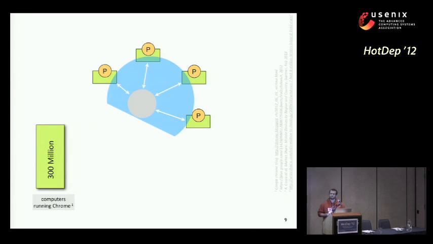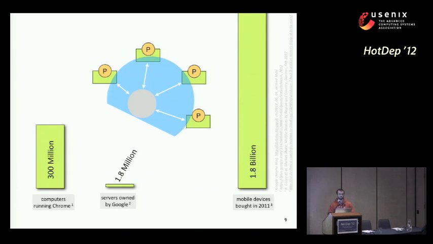CORD is based on the observation that computer users today have overwhelmingly more hardware than any software company has. Just think about it. Today, Google's Chrome web browser runs on 300 million computers. This number exceeds by 2 orders of magnitude the most optimistic estimates of how many servers are housed in Google's data centers. Furthermore, last year alone, consumers bought 1.8 billion mobile devices.